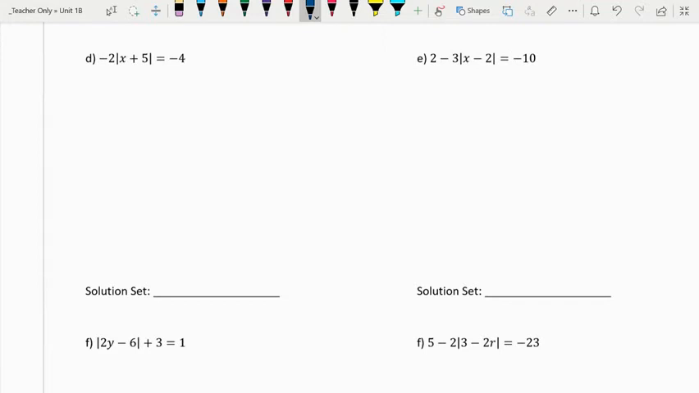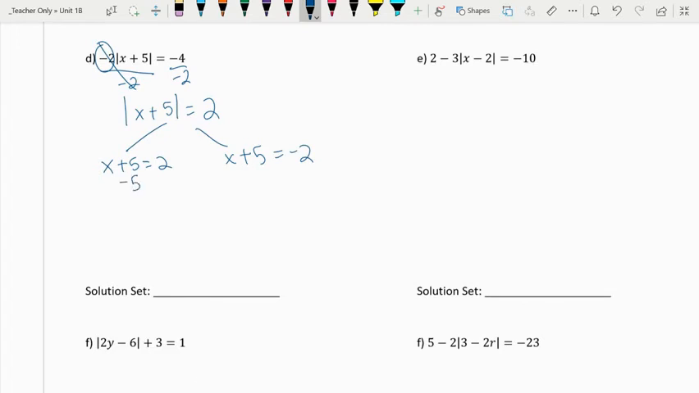For letter D, many of you probably thought, oh, well, it equals a negative, so it's no solution, which would be the case if the absolute value was all by itself, but it's not. We have this 2 out in front, and we would get rid of it by dividing by it. And because it is also negative, it changes that to a positive 2. So now because absolute value is by itself and it equals a positive, we can split it up. So we get x plus 5 equals 2, and x plus 5 equals negative 2.